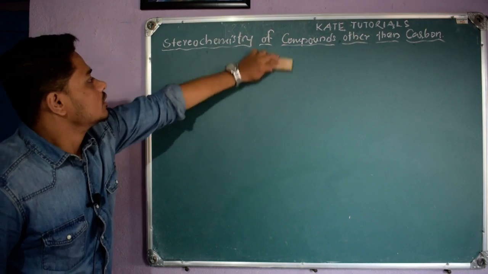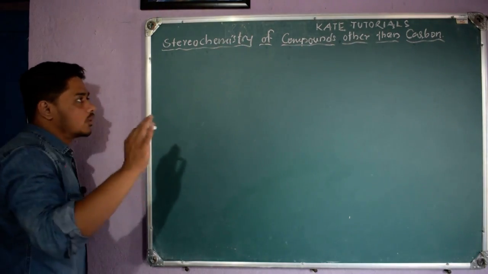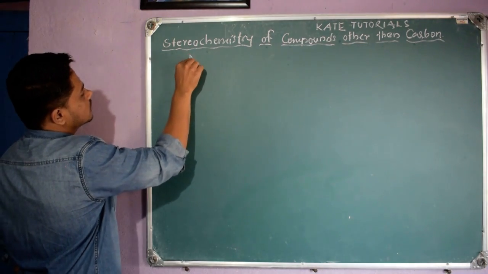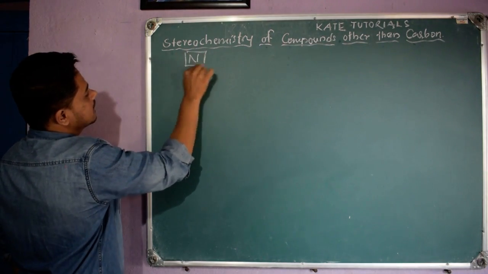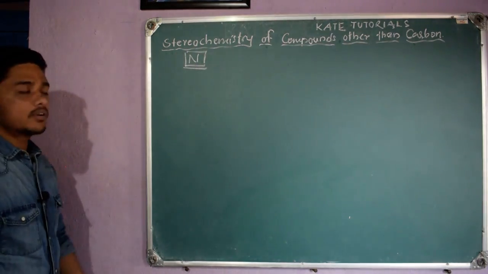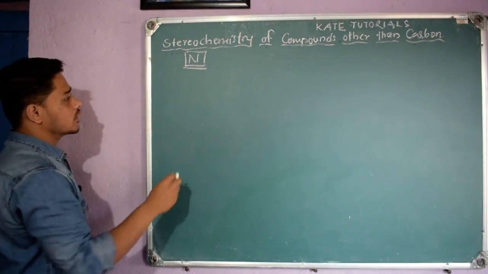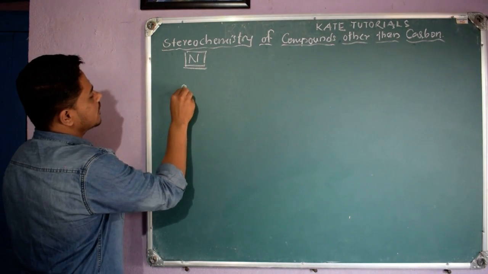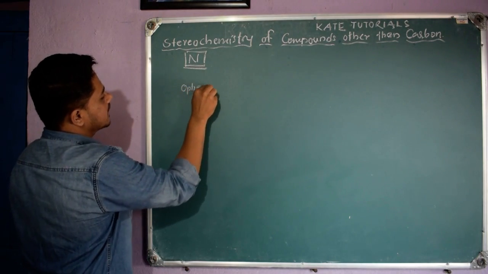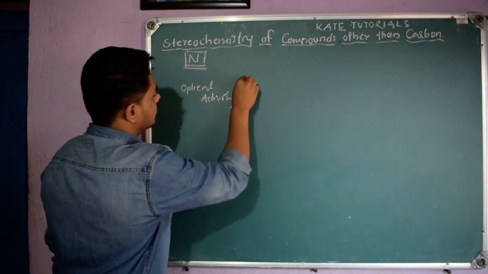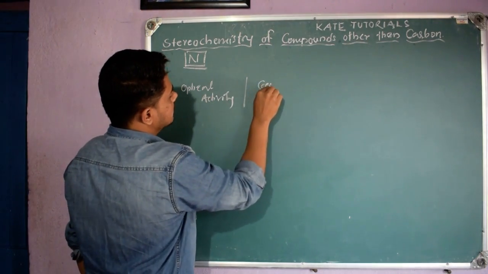In this video we are only going to study the stereochemistry of nitrogen. This is the title of this video. Before going further, what is stereochemistry? We know that stereochemistry means we will study optical activity, and one more thing we will study is geometrical isomers.